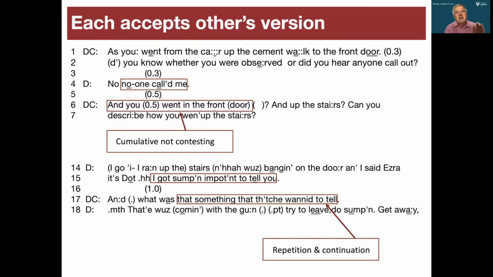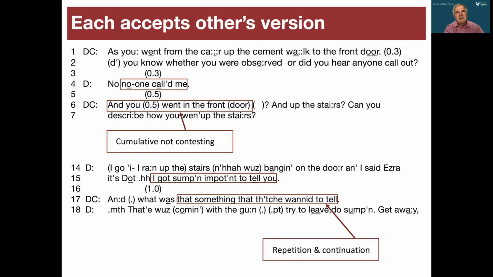That question takes on trust the truthfulness of that answer. It doesn't question it. We'll see in cross-examination, it's very different. You get things like, "No one called you, really? How did you?" etc. So it's not skeptical. It takes on trust that. So in a sense, the questioning is cumulative and not contesting, as I've shown here.